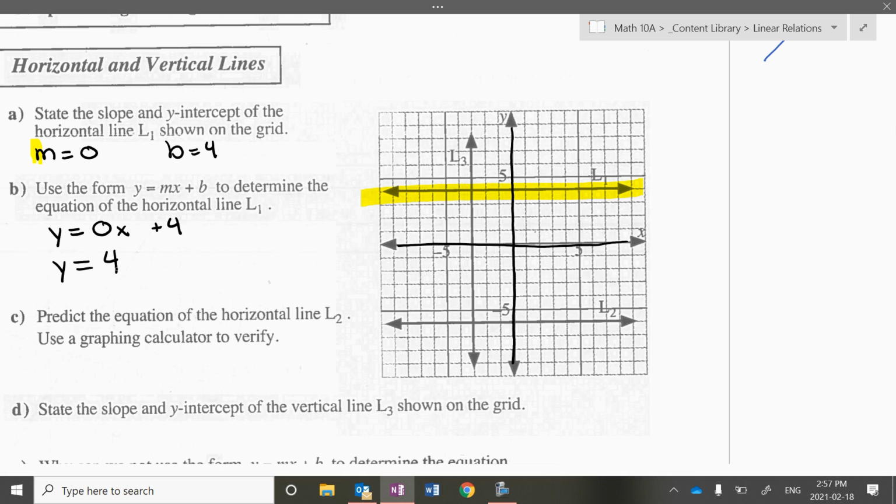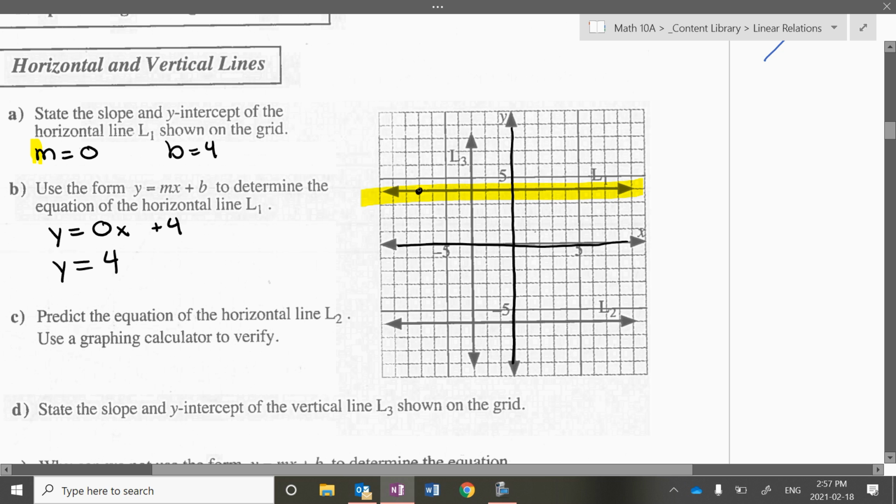Pause for a second and think about it. Every single data point on this line has an x coordinate, like this point here would be -7 and 4, -1 and 4, 1 and 4, right? Every x value changes, but the y is consistently at 4. So that's why your equation is just y equals 4.